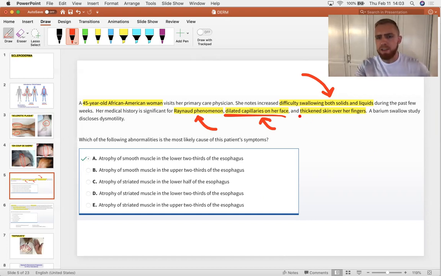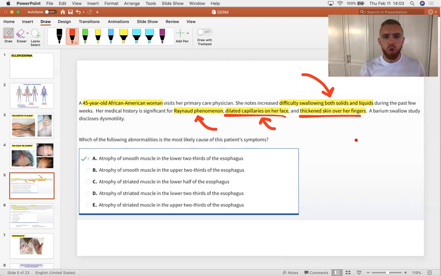And then thickened skin over the fingers, that's a little vague, but they want to be like that in test questions. What you need to recognize is that this thickened skin on the fingers is indicative of calcinosis cutis typically. That's what they're trying to lead you to understand. And even if it's not the calcinosis, it's still scleroderma, thick skin. So you should be able to put one and one together there.